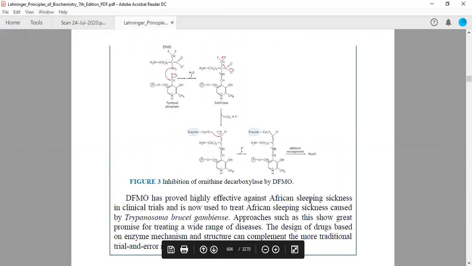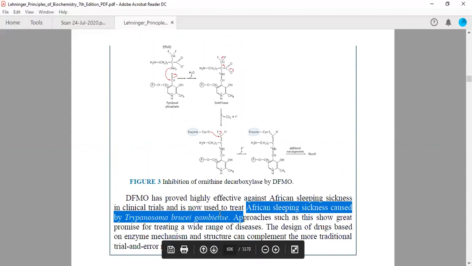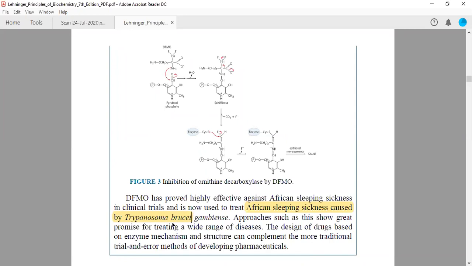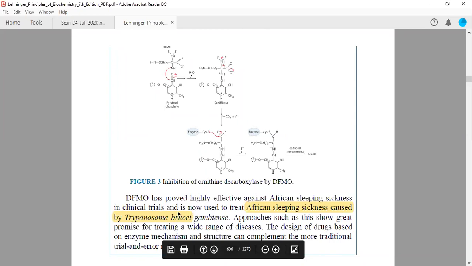One more thing you need to remember, this is also a very important question. African sleeping sickness is caused by Trypanosoma brucei gambiense. There is also Trypanosoma cruzi, I think, which is responsible for some other disease; you can find that on the internet. But you need to remember that Trypanosoma brucei gambiense is the actual agent, the single-celled eukaryotic trypanosome, for African sleeping sickness.